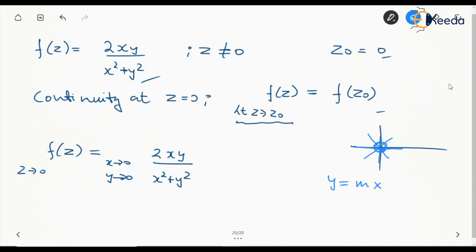So for approach from a straight line, this is going to be 2x into mx by x square plus m square x square. So definitely we can cancel out this x square from numerator and denominator. We will be left with 2m by 1 plus m square, right? And of course we are approaching z to 0, but we can clearly see that there is no variable x and y here. It only depends on m.